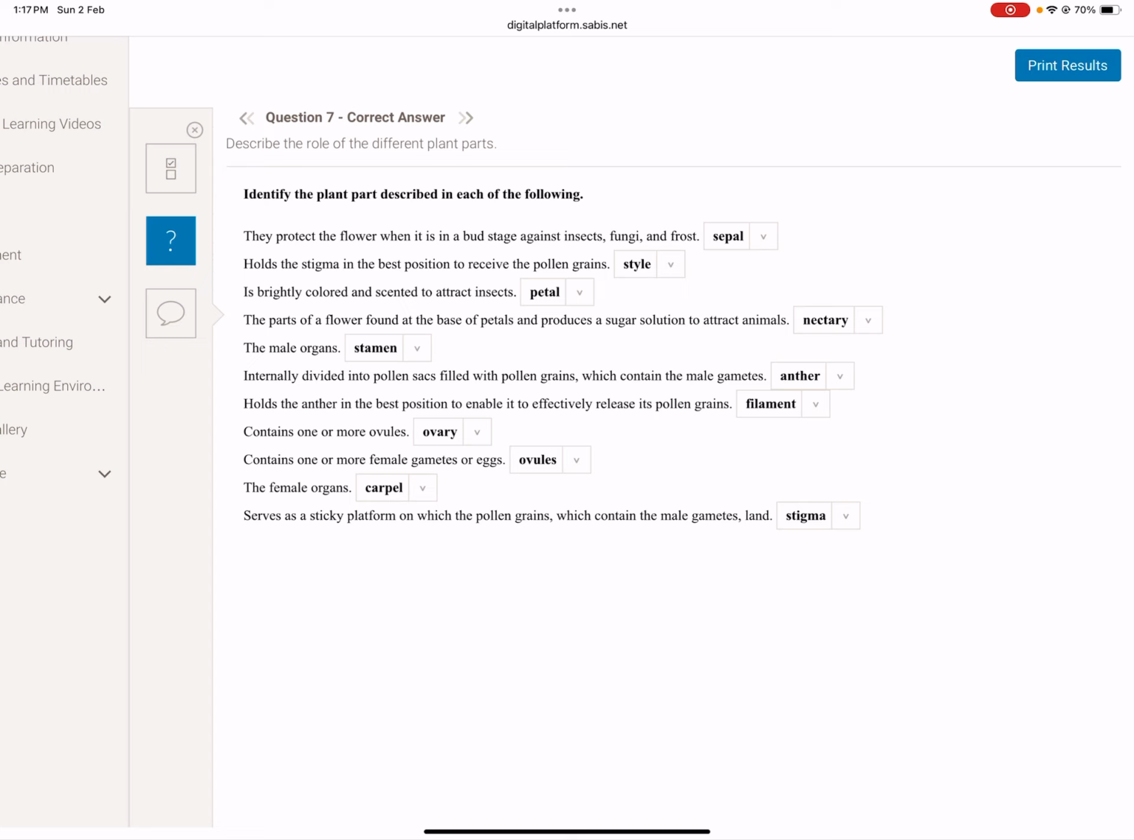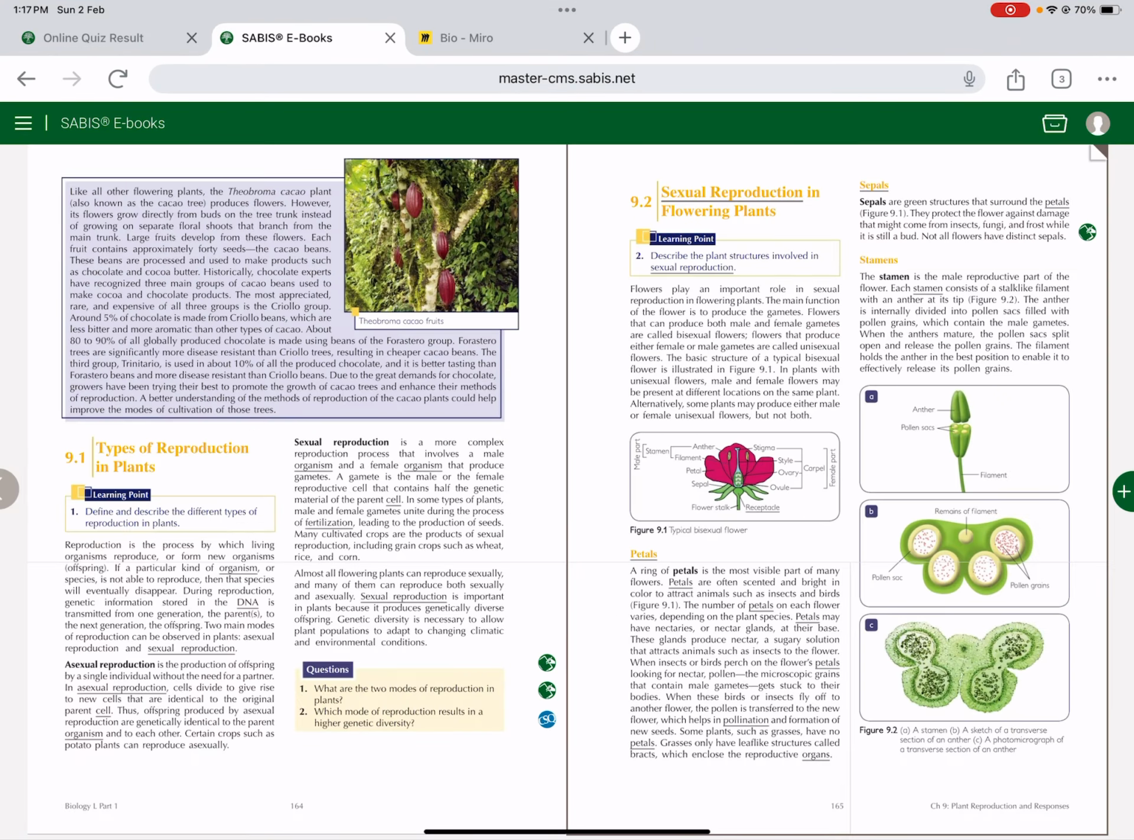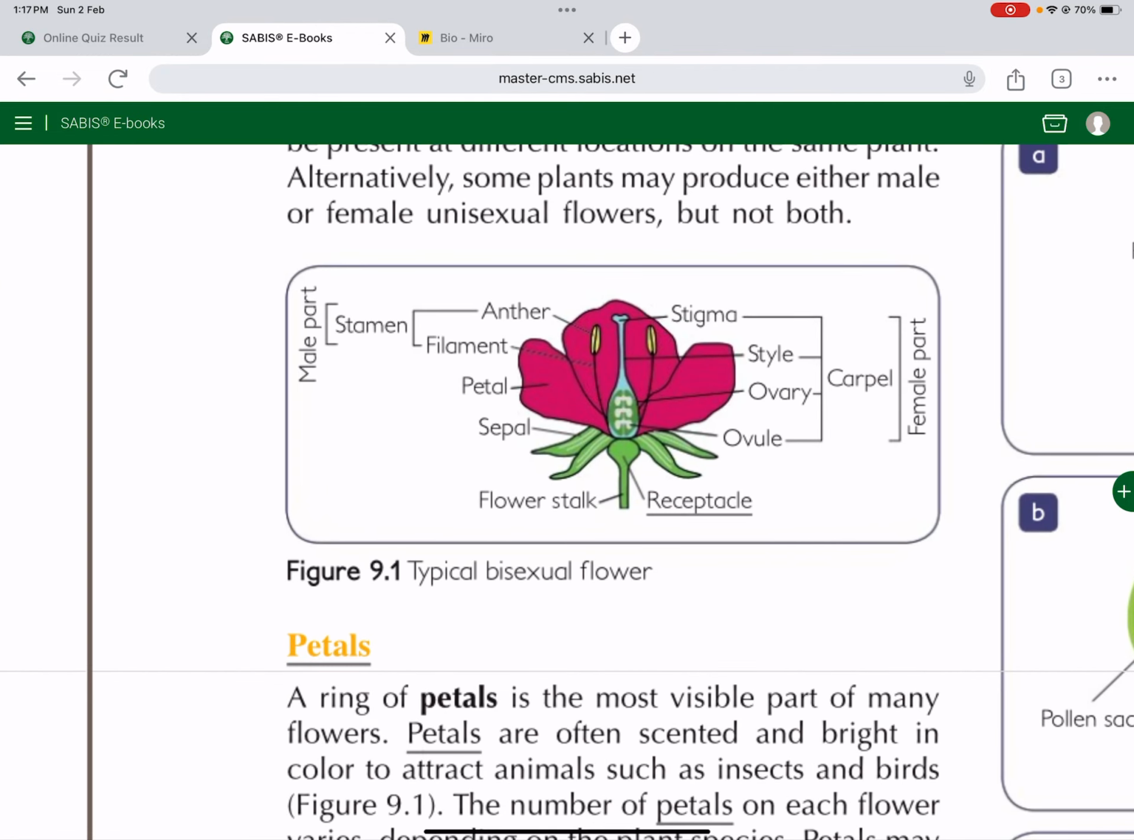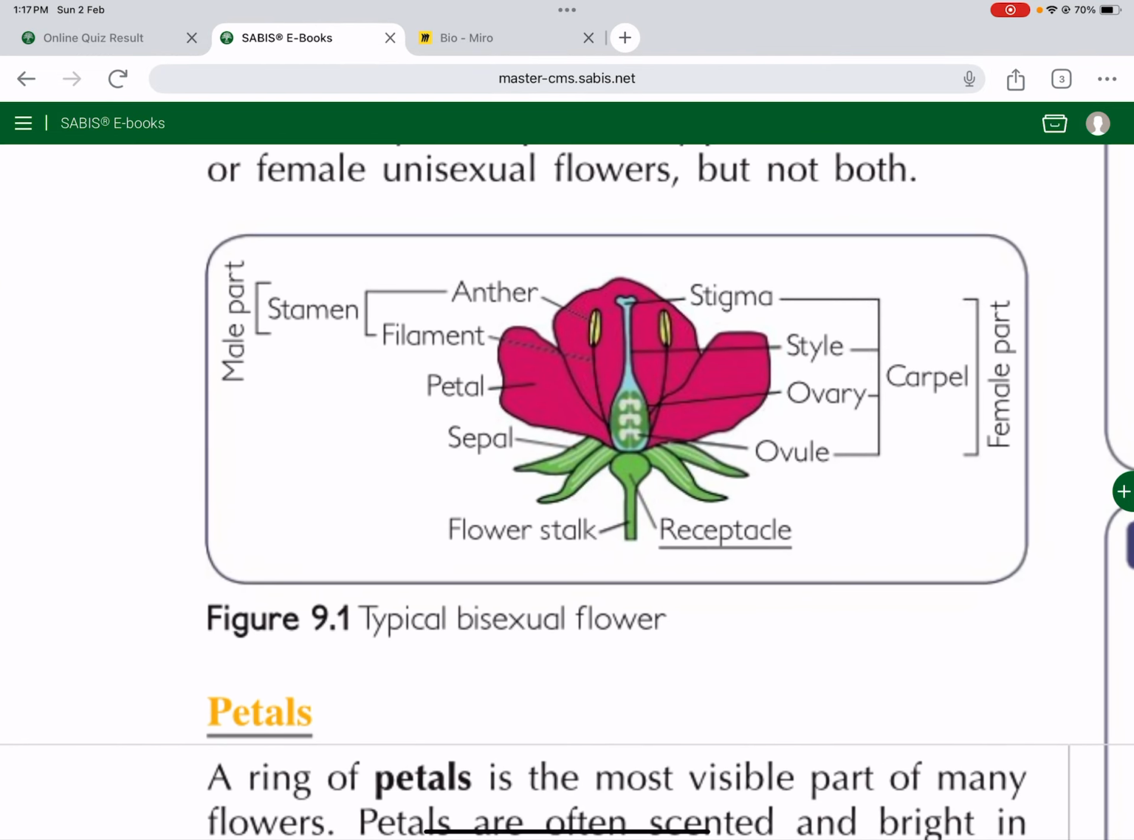Okay, so those are just the parts of the plant. They protect the flower. I'm going to show you the image you have in your book. So this is the image we have. So we have the sepals. They are green structures. They usually function to protect the plant, or the flower.